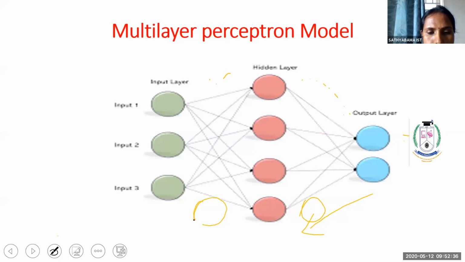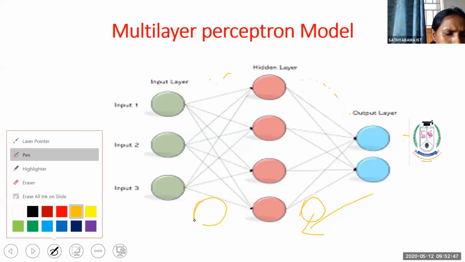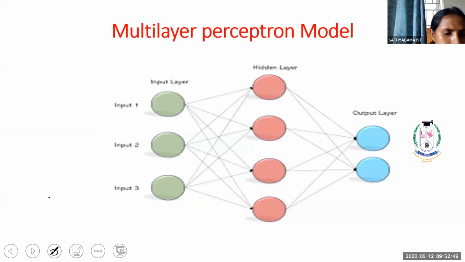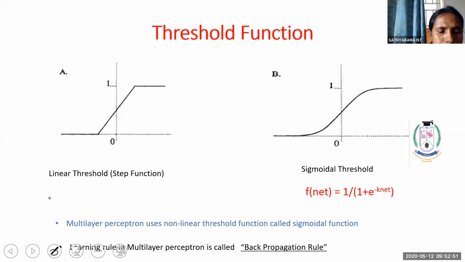You understood? The working principle is the same as that of your single layer perceptron, but here we have a back propagation learning rule. We are going to use it. Once you go to the next problem, you can easily understand.